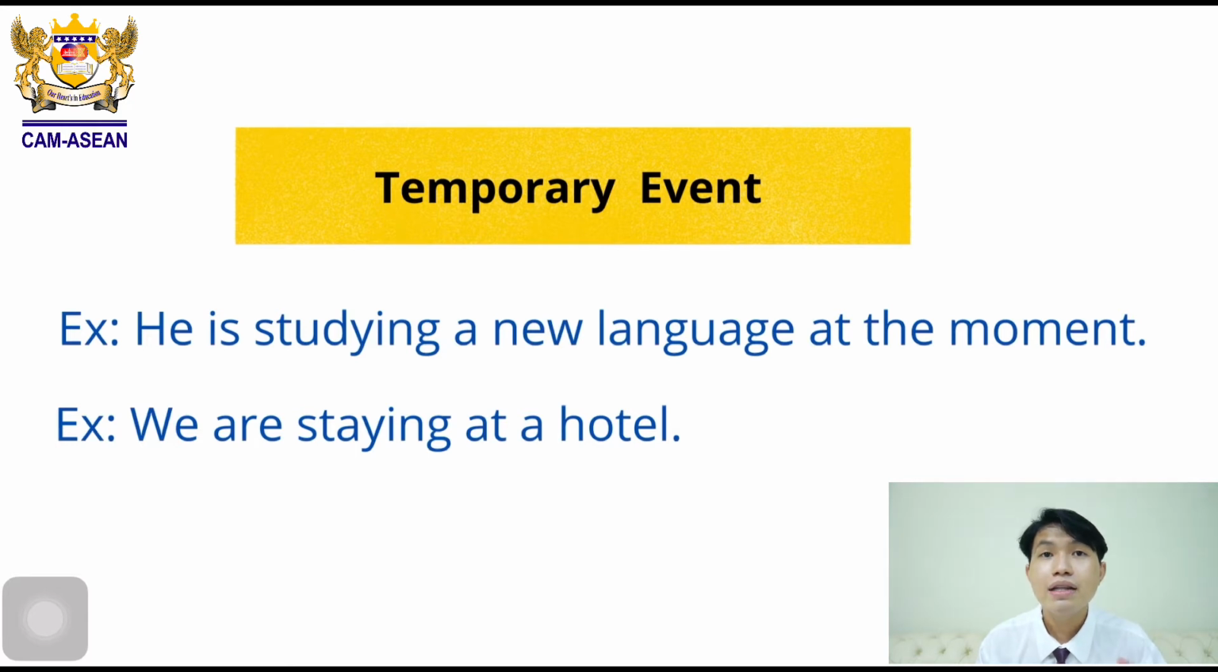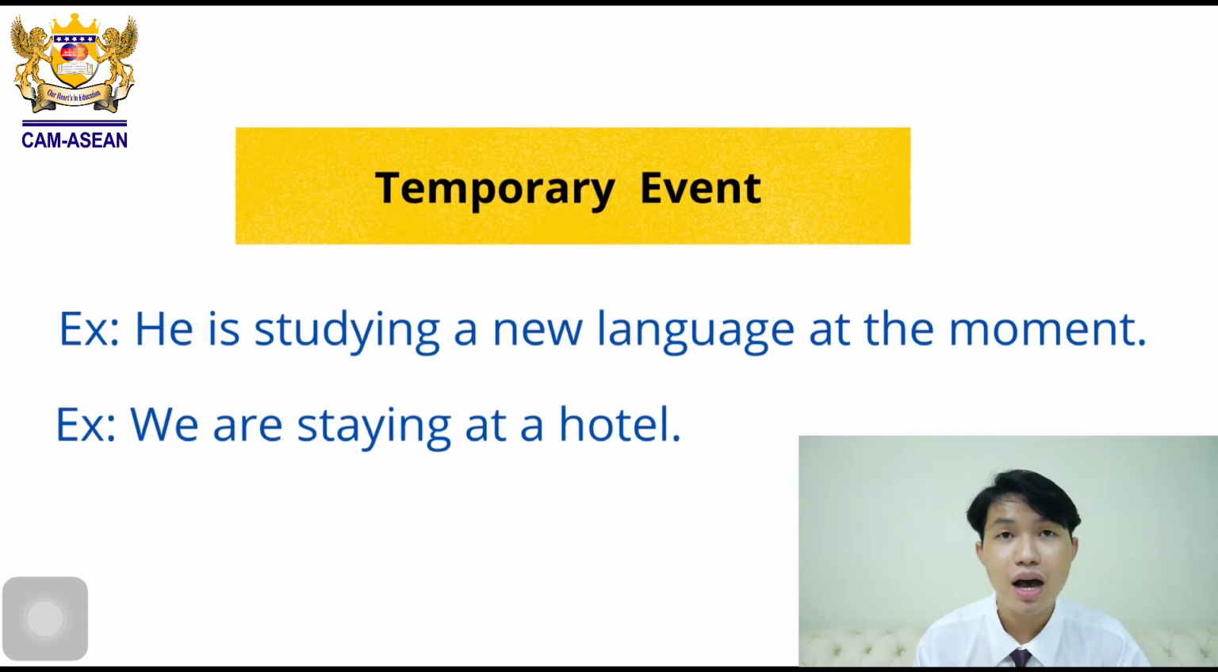Alright. And another example is, we are staying at a hotel. Okay? So we are staying here for just a short time. So it's not forever, okay? It's not permanent. So this is when we use present continuous to talk about a temporary event. Does that make sense to you?